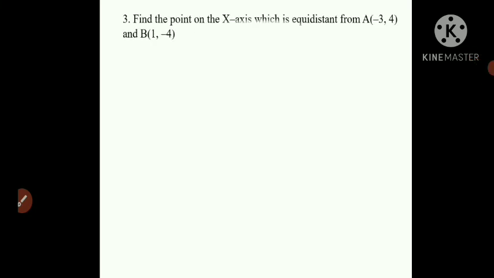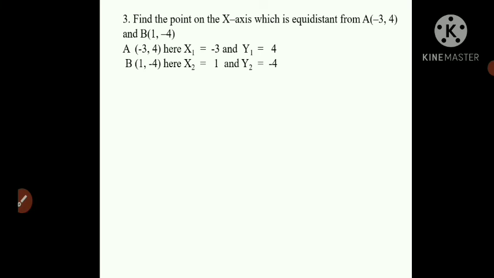Now we'll move on to the next sum, that is main question number 3. Find the point on x-axis. You have to find the point on x-axis which is equidistant, means at an equal distance, from A, which is given as minus 3 comma 4, and B, that is 1 comma minus 4. So we'll begin the steps as it is, that is A and B are given. So x1 is minus 3 and y1 is 4, x2 is 1 and y2 is minus 4.